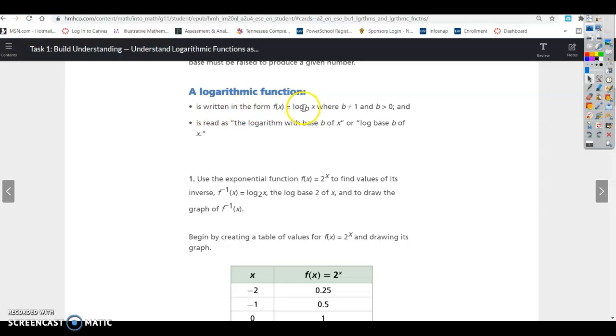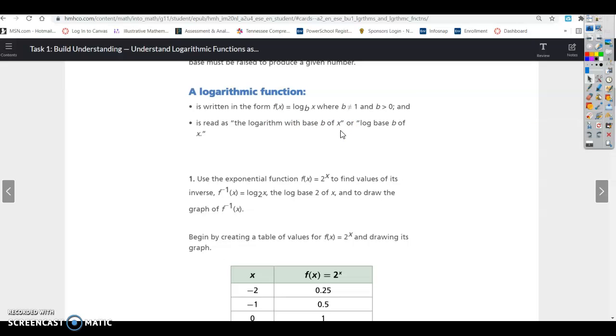And it's kind of hard to tell right here, but when I say log base b of x, this would be a subscript. You know how an exponent is a small number written above everything else? The base should be a small number written below everything else as a subscript. It's kind of hard to tell right here, but that's what it's supposed to be. All right, and it is read as the logarithm with base b of x, or log base b of x.